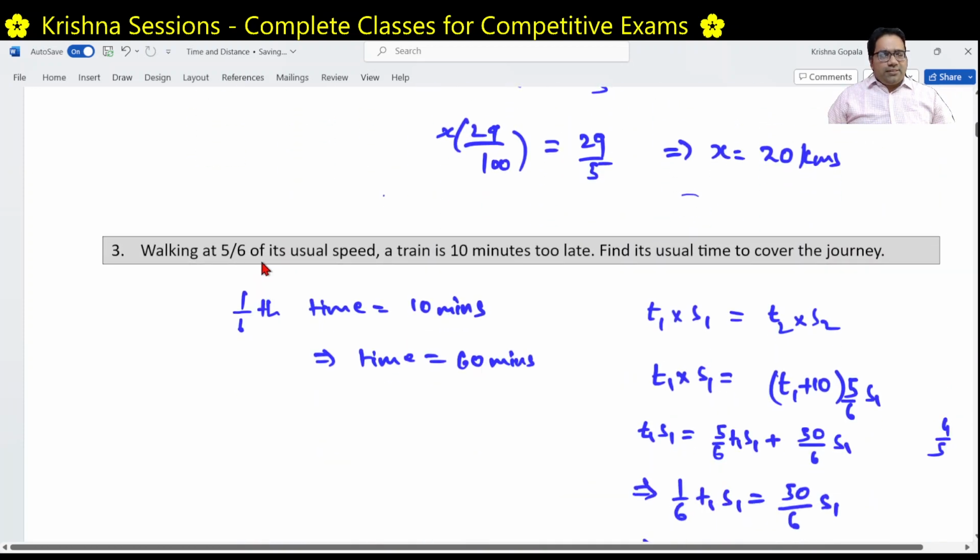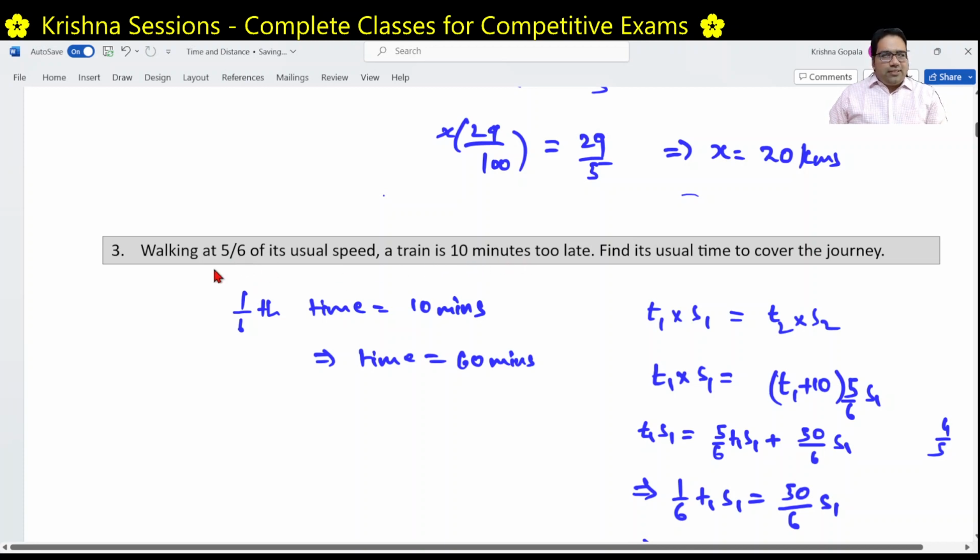Walking at 5 by 6th of his usual speed, a train is 10 minutes too late. Find its usual time to cover the journey. Okay. So if it was traveling at time t, it would have arrived generally right in time. But if its speed has reduced, then the time taken is 10 minutes more.